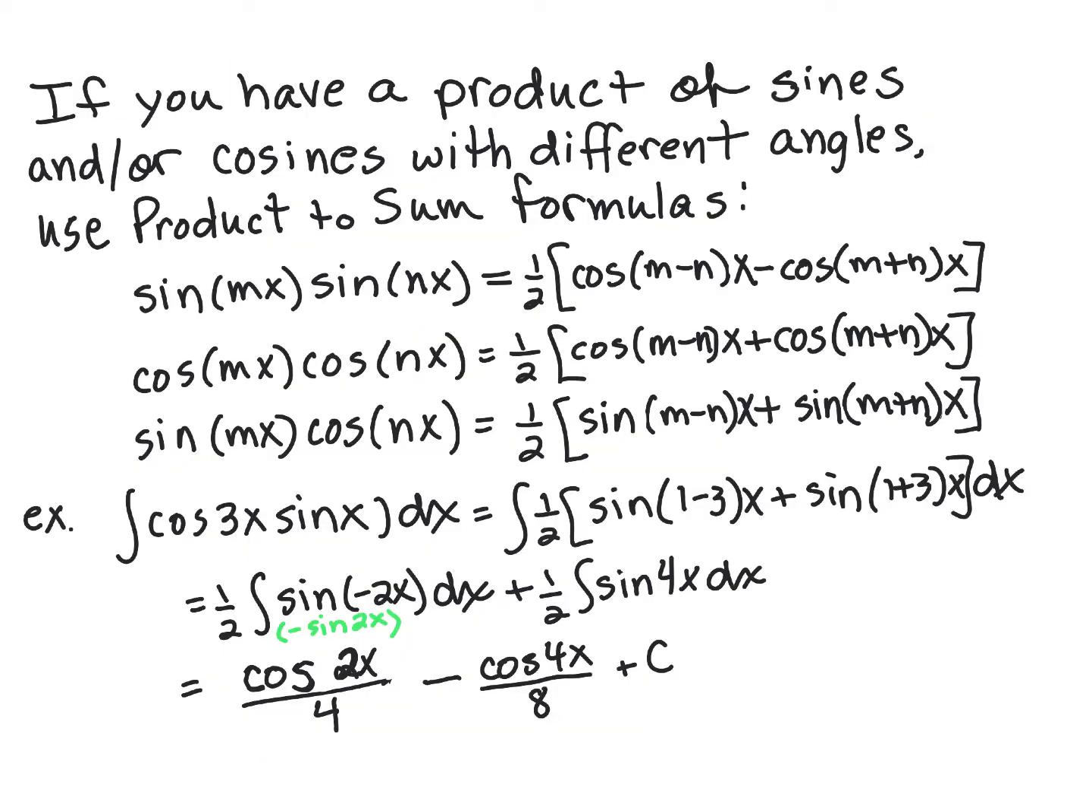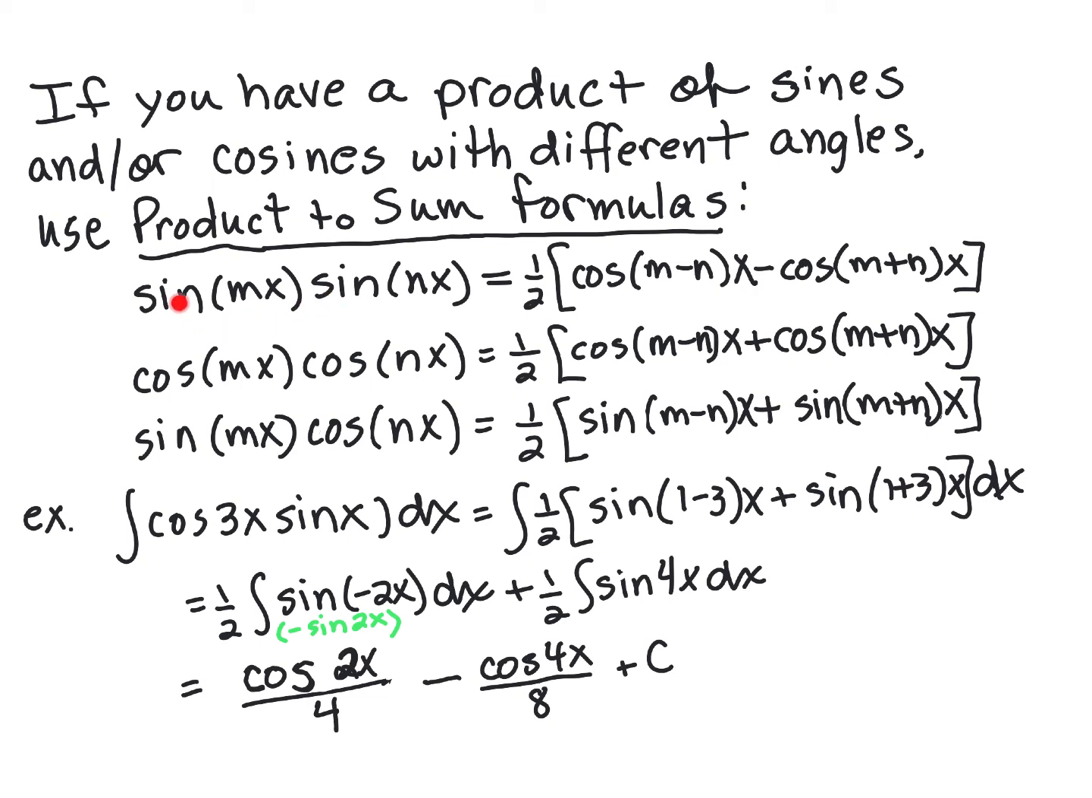Now, if you have a product of sines and/or cosines, in other words, sine times sine, cosine times cosine, or a mixture of sines and cosines, but your angles are different, you must use an identity. You can't do what we did on the first page, where you factor off one of them. If they're different angles, they can't be the derivatives of each other. So you have to do something different. In this case, you have a product and you want to change it to a sum, and that makes it much easier to integrate it.